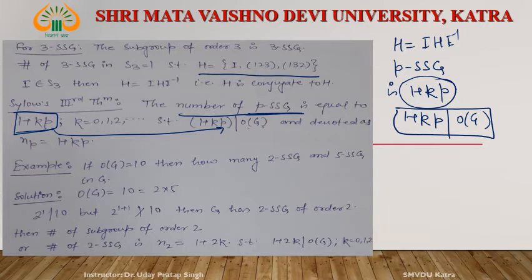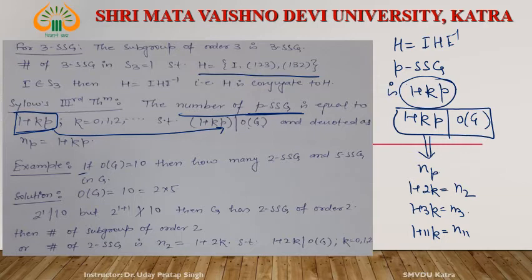And what is k? K is 0, 1, 2, 3, and so on. This 1 plus kp we denote in short form n_p. Suppose 2 SSG, then 1 plus 2k, we can denote it n2. For 3 SSG, 1 plus 3k, we denote N3. For 11 SSG, 1 plus 11k, we denote N11.